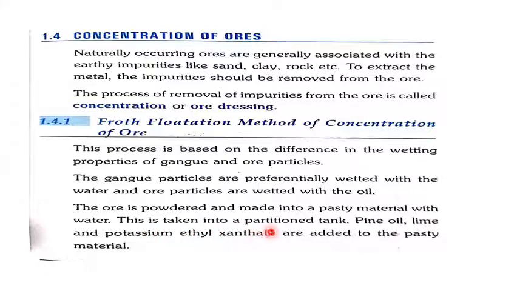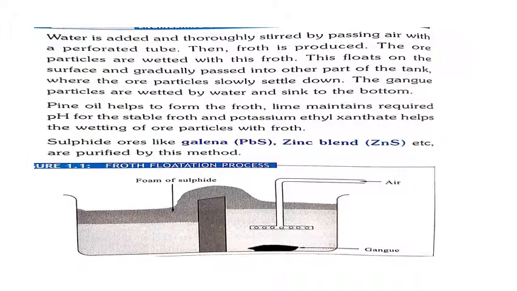This is taken into a partitioned tank. Next, add pine oil, lime and potassium ethyl xanthate. This is the figure of the froth flotation method. This is the beaker, partitioned into two tanks. First we take ore from the earth's crust. The ore contains ore particles and gangue particles, which are made into powder and also made into a pasty material with water.